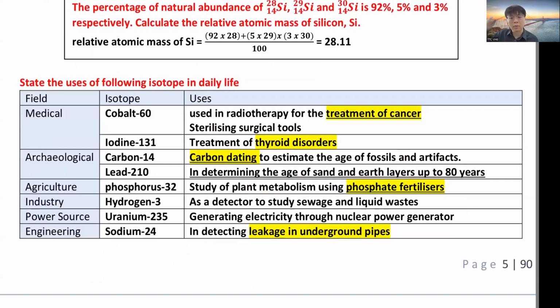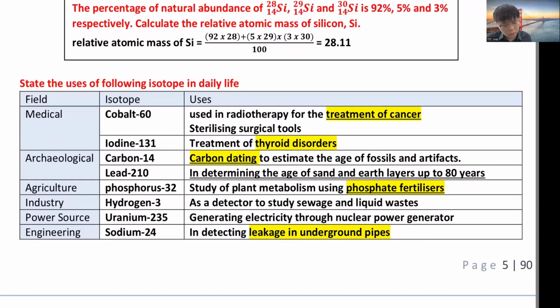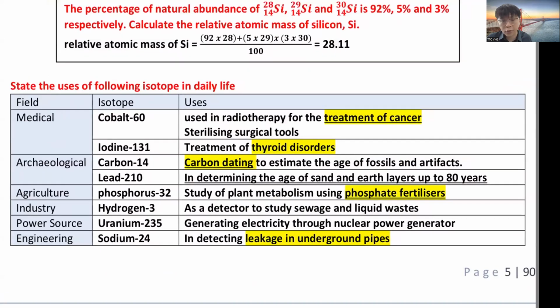The uses of isotopes will also come up in the exam. In medicine, we can use cobalt-60, which is for treatment of cancer cells. It kills cancer cells and sterilizes, because the radiation is very high and very strong. It can kill whatever bacteria. Then iodine-131 is for thyroid disorders, because iodine goes to the thyroid.